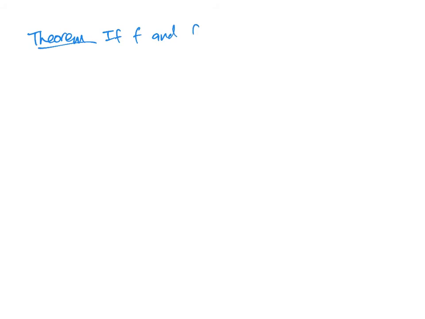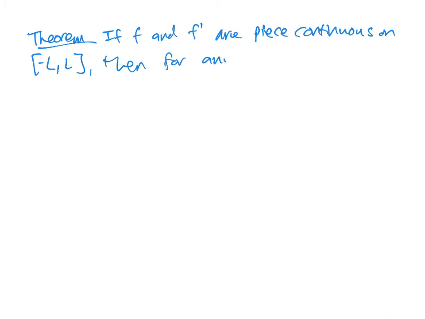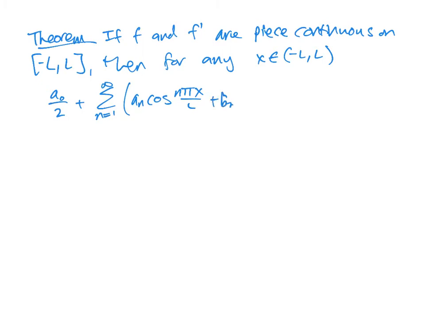If f and f prime are piecewise continuous on -L to L, then for any x in that interval, though maybe not at the endpoints, we don't care about the endpoints, we get that our Fourier series, a0 over 2 plus the sum from n equals 1 to infinity of a_n cosine n pi x over L plus b_n sine n pi x over L, is going to converge.